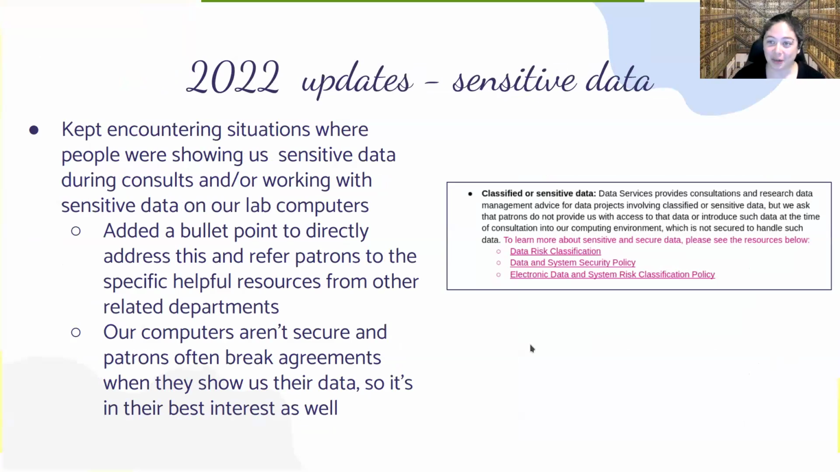We kept also encountering a situation that we had to put a boundary in about, which I did not think was going to happen. We added it in 2022. But we kept encountering situations where patrons were just showing us patient data during consultations, or they were using our lab computers to work with similarly sensitive or private data. And our lab computers actually aren't rated for that level of security. So this was something we had to add in our 2022 updates because it had happened to a number of us across the board. Our qualitative team, our quantitative team, everybody had this happen at some point or another. And we, at the time, were just like, please don't do that. But we added it in as our guidelines and pointed to some more resources.